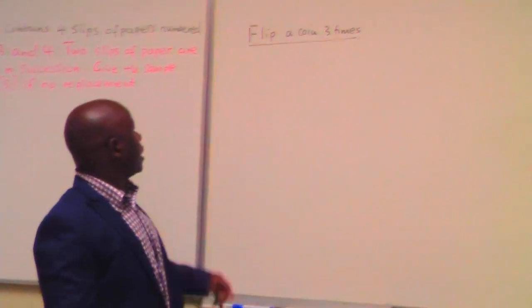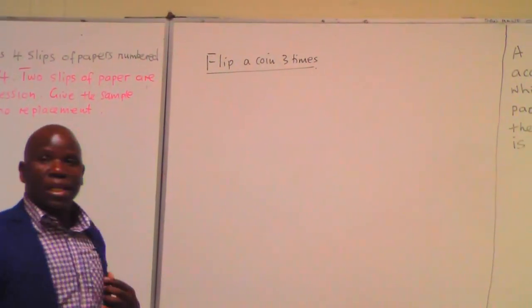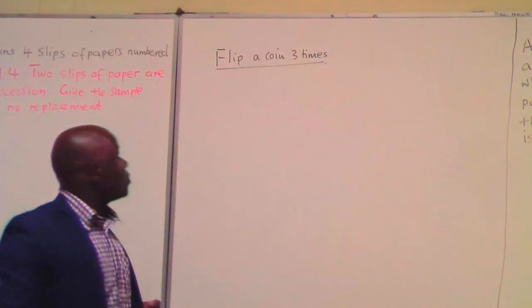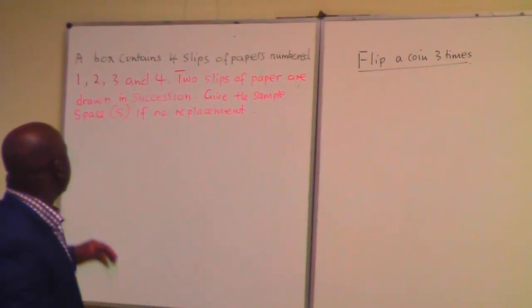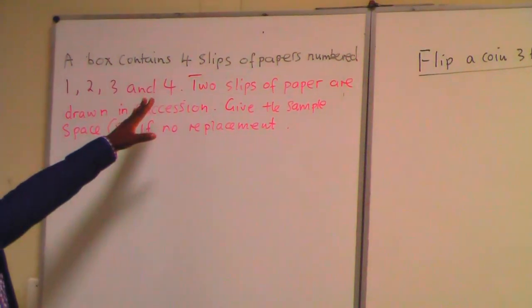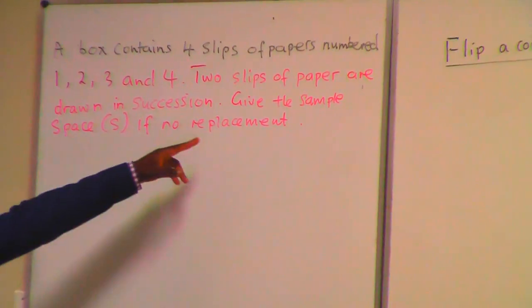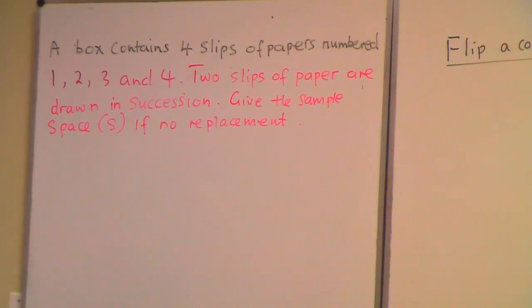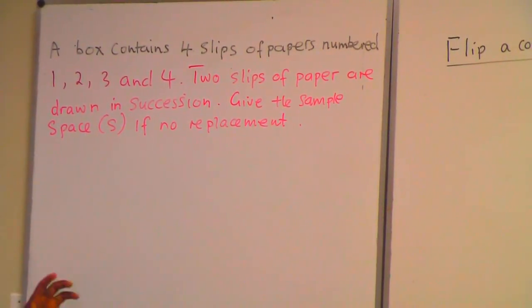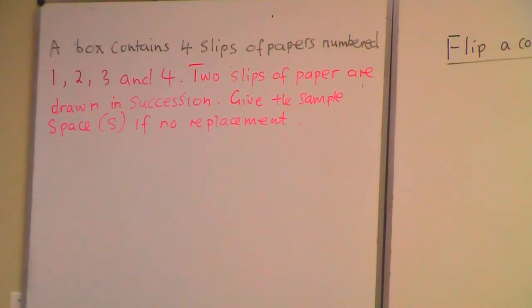examples that we had given. Remember, we said you flip a coin 3 times, write down the sample space, and we also have another example that we said we are going to revisit, where we said there is a box that contains 4 slips of paper numbered 1 up to 4, and 2 slips of paper are drawn in succession, and we are required to give the sample space S if we assume that there is no replacement.